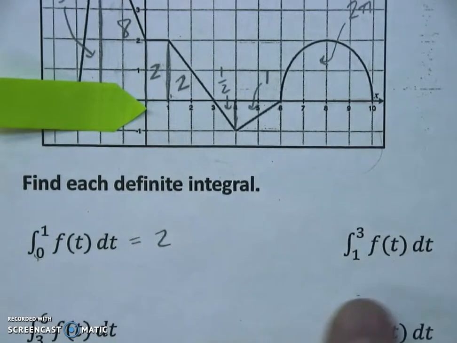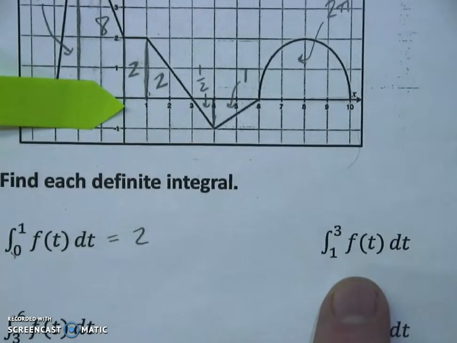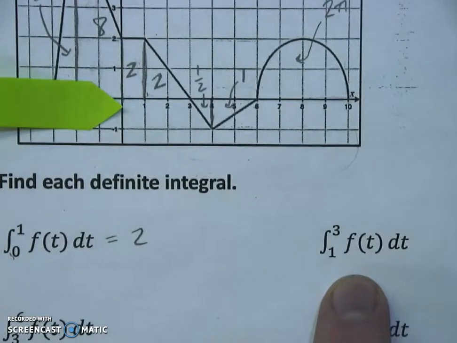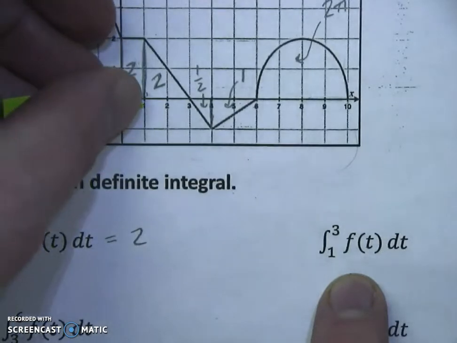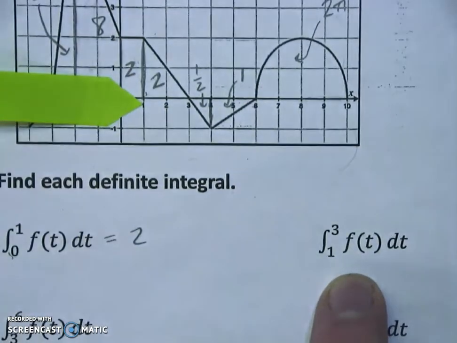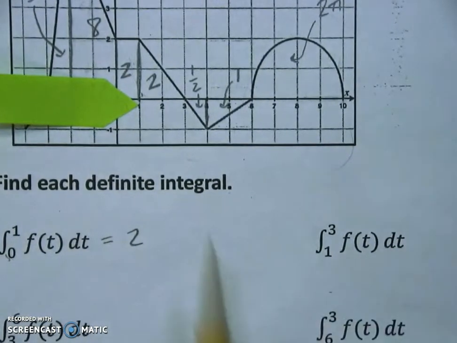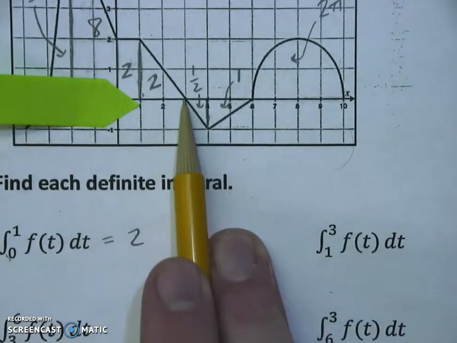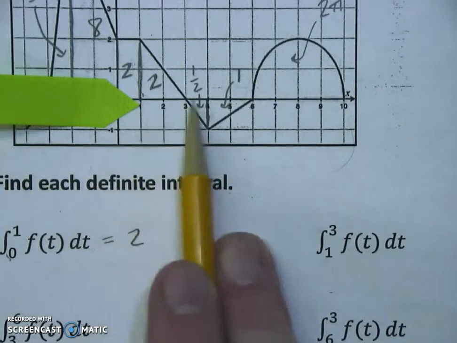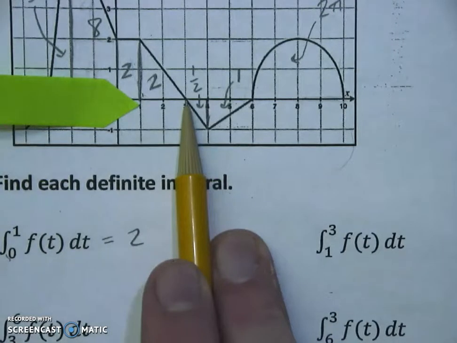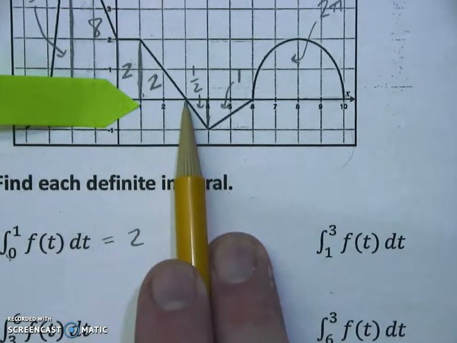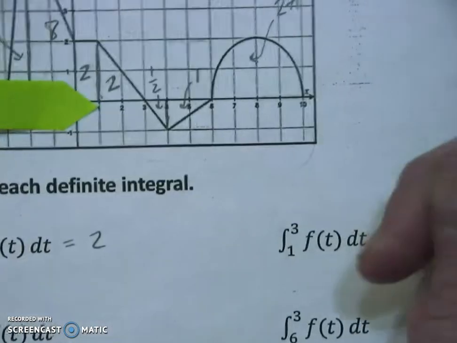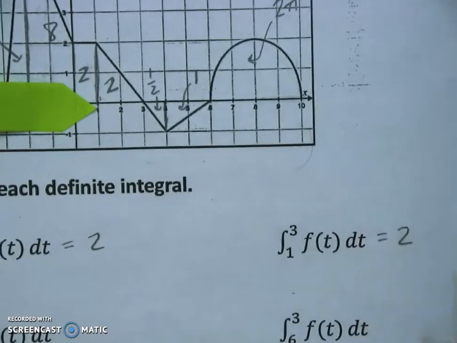So let's compare that to the one over here. We want to find the integral from 1 to 3 of f of t dt. So now I'm going to start at x equals 1, and I'm going to stop when I get to x equals 3. Since I'm going to the right from 1 to 3, area above the axis is positive, and we calculated this area to be 2. So the integral from 1 to 3 of f of t is 2.